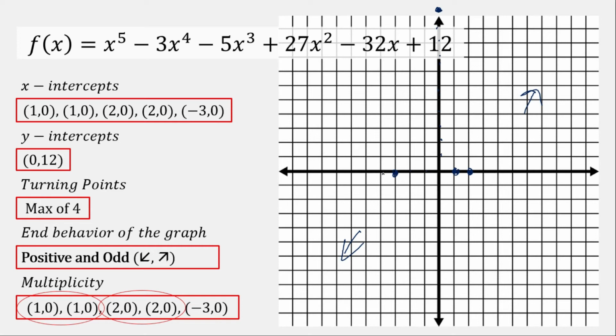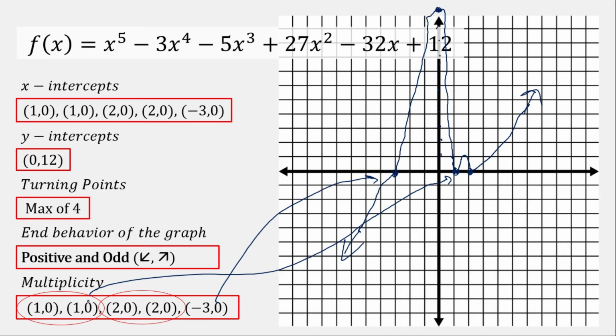Now, remember that this is (-3, 0), meaning it only has one multiplicity, so the graph will cross it. And we will reach 12 until we get here. Then this one is (1, 0), and it has a multiplicity of 2. If it has an even multiplicity, the graph will just touch the x-axis at the point and bounce back. It will not cross. Same with (2, 0), it will not cross. And it will give us this graph.